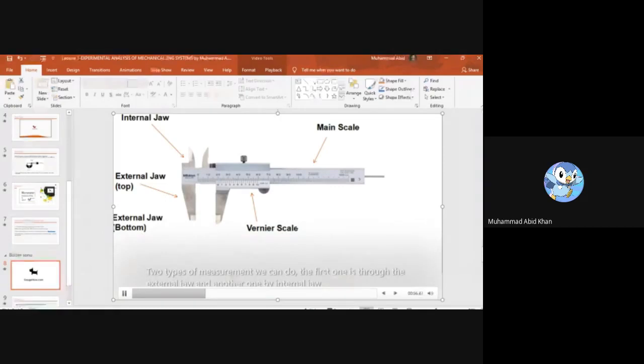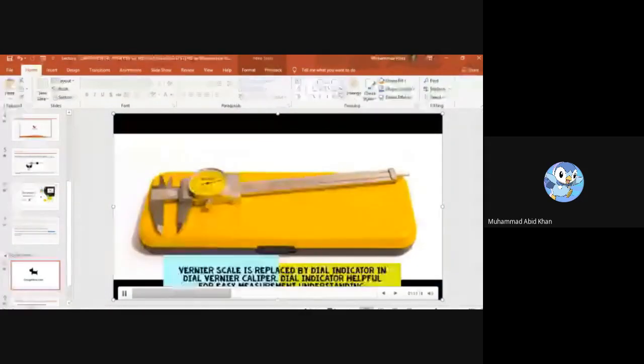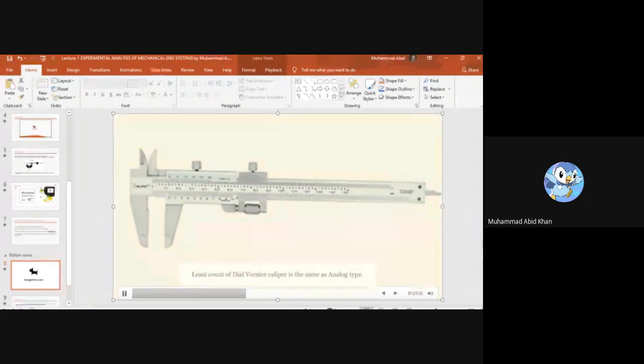The first way is through the external jaw, which measures external dimensions, and another one is through the internal jaw, which measures internal dimensions. The most common least count of analog Vernier caliper is 0.02 mm. You may also find Vernier least count of 0.05 mm or 0.1 mm. Now coming to the dial Vernier caliper, wherein the vernier scale is replaced by a dial indicator. Dial indicator is helpful for easy understanding of measurement. Least count of dial Vernier caliper is the same as analog type.